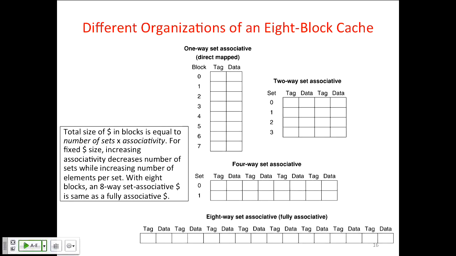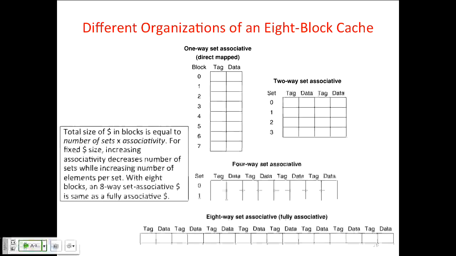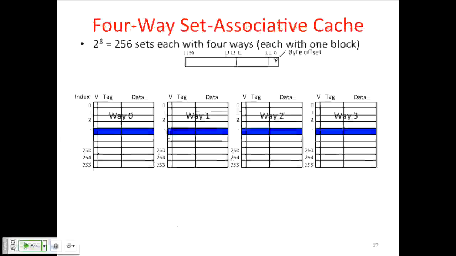But notice they all have the same amount of data, and they all have the same number of tags, though the actual size of the tags will change, right? If you have a direct map cache, you have a smaller tag because more of the bits have been taken up in the set index. If you have a fully associative cache, there are no bits used up for the set index, so your tag is bigger, right?